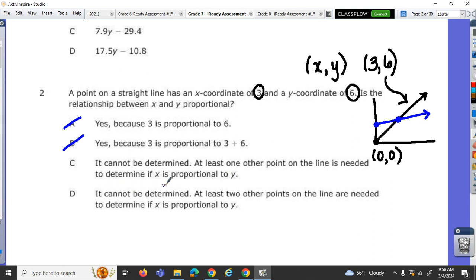D says it cannot be determined. At least 2 other points on the line are needed to determine if X is proportional to Y. Well, we really don't need 2 other points. Remember, as I mentioned a second ago, we really only need to know if it starts at 0, 0 and then goes through 3 comma 6. So the best answer on this one would be C, because we just don't know quite enough to know if it's proportional and goes through that 0, 0 mark.